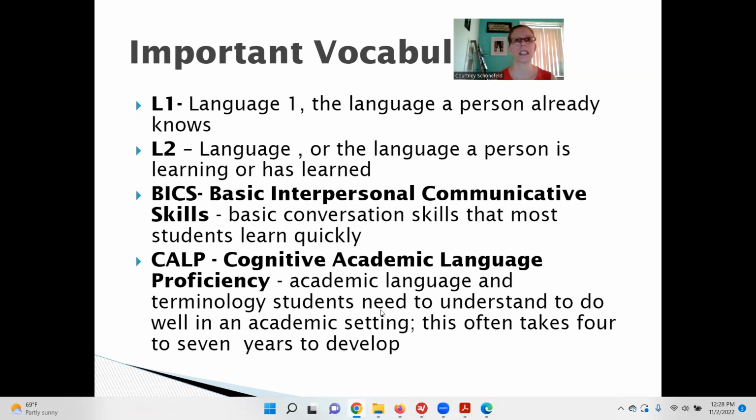So that's why some kids that are language learners, they pick up on the language pretty quickly, but they don't have the academic language to succeed in the classroom, and their grades might still struggle. They need extra language support. It's not a sign of a learning disability.